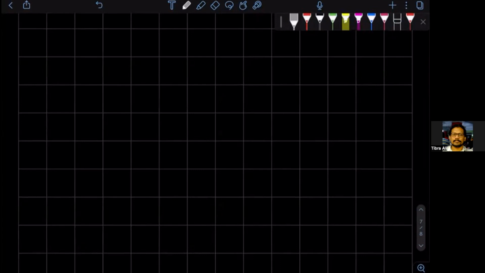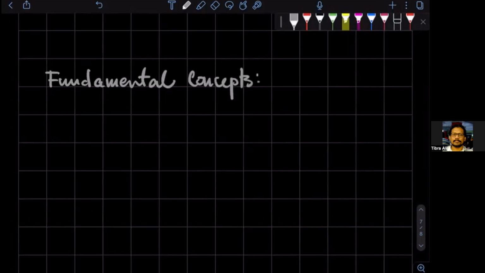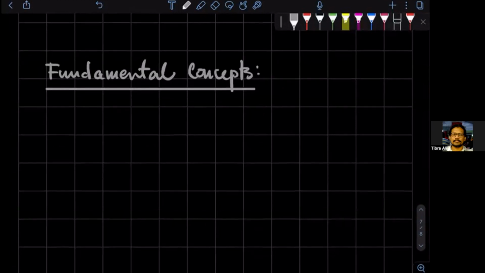So if not, let us dive into the nitty-gritty of group theory. So let's start with what I'm going to call fundamental concepts, okay? Okay, so let's start with the definition of a group.